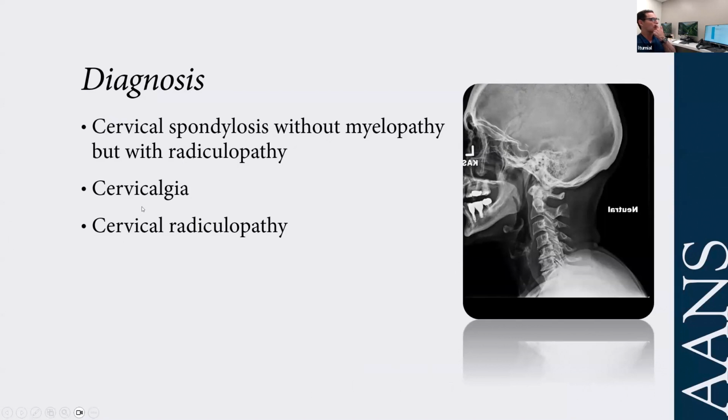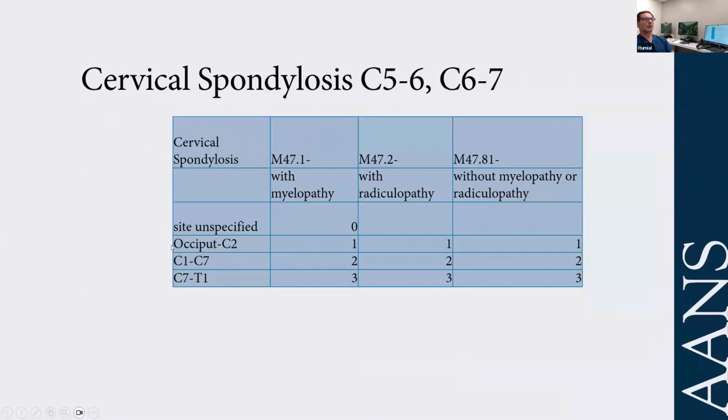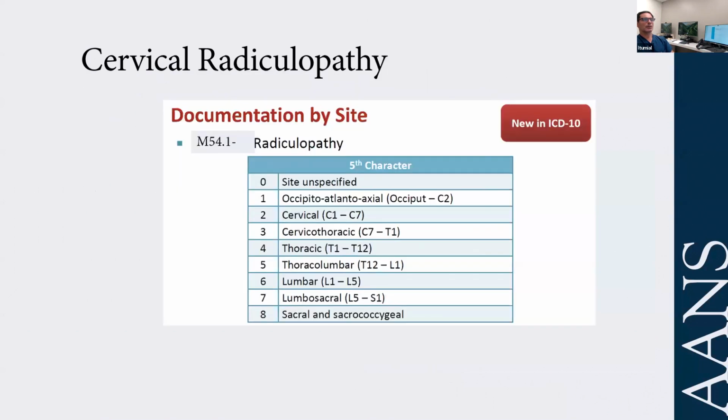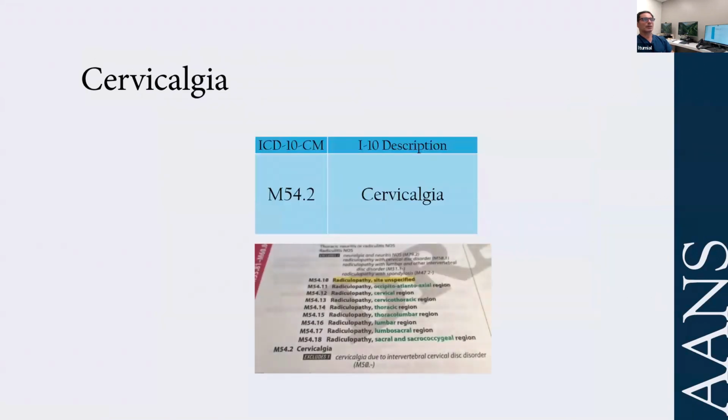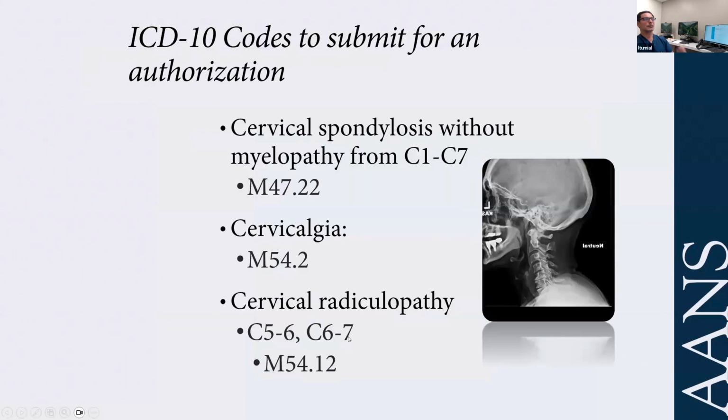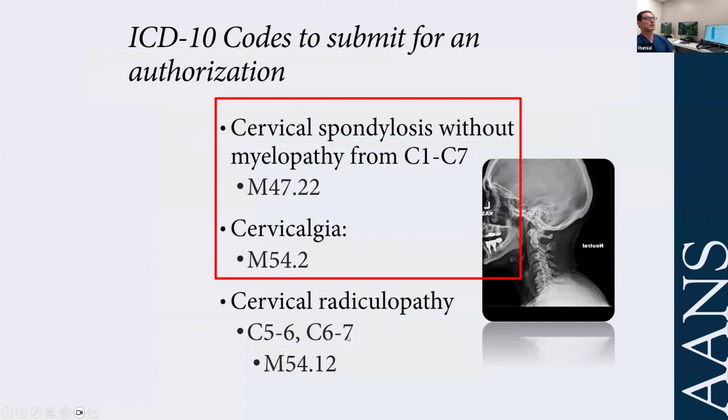Cervicalgia is a weak code, but you can still use it. Cervical radiculopathy just doesn't help, it doesn't lay the groundwork. So in this case, I would be using the M47.22 code, and that would help me get my authorization. There's a radiculopathy code, but it excludes, so you don't use it in combination. So I use these codes for submission.